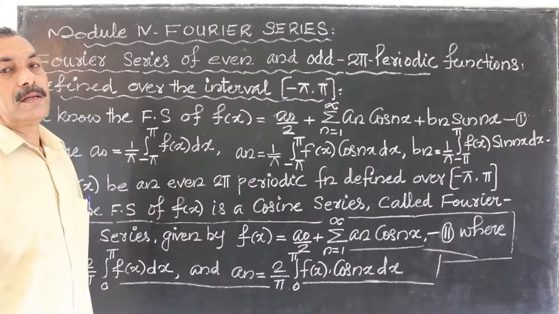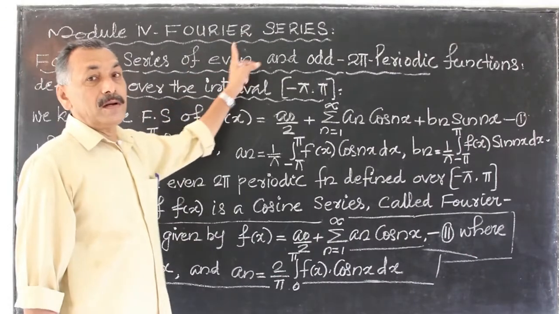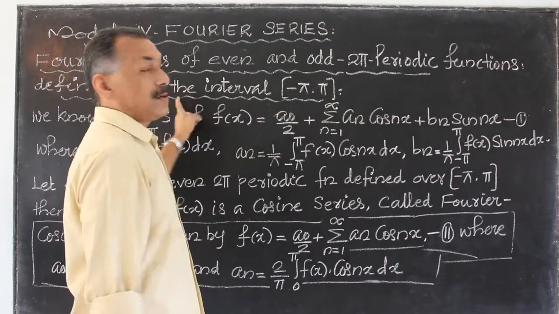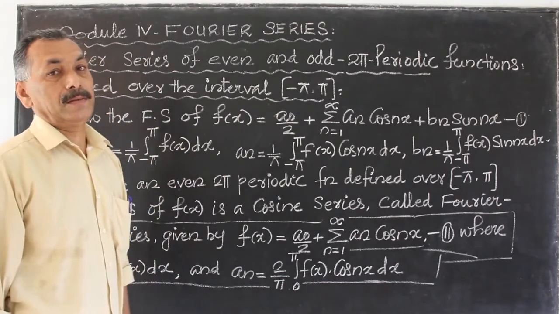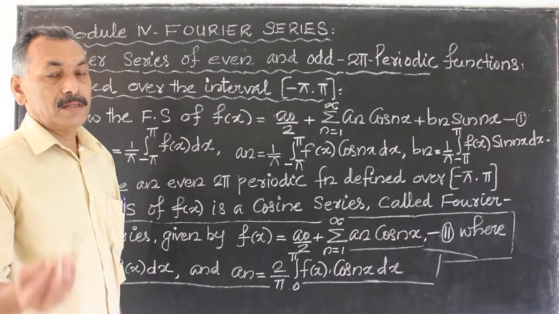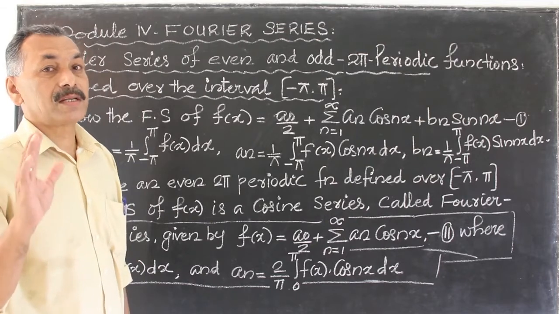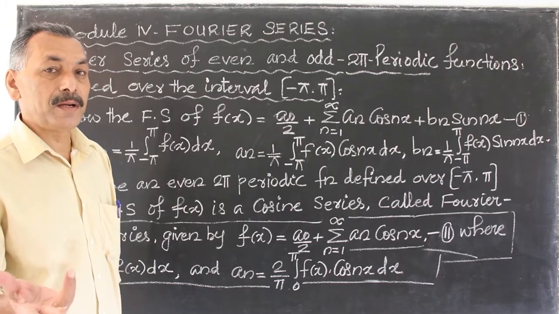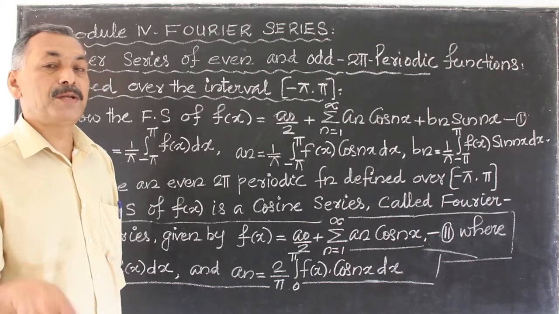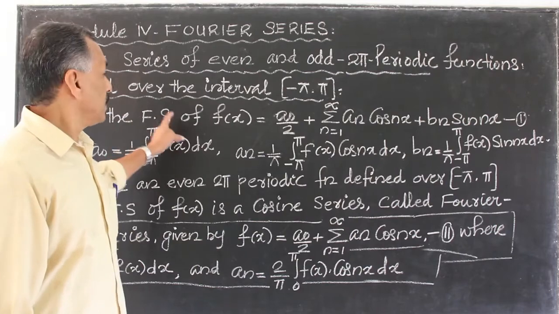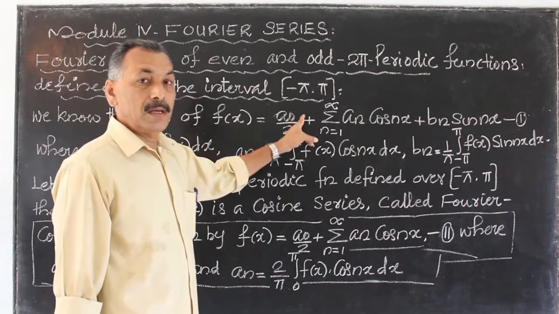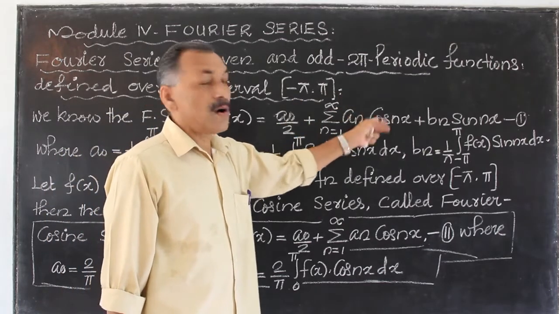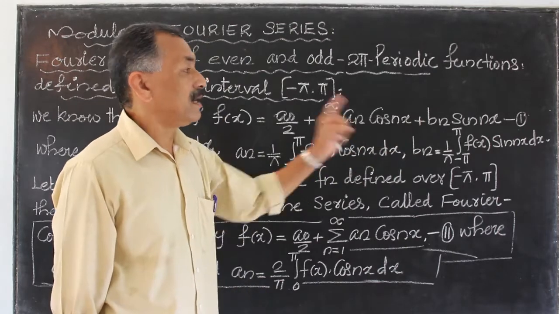Next we consider the Fourier series of even and odd 2 pi periodic functions defined over the interval minus pi to pi. We have already seen the Fourier series of a function f of x. If f of x is a periodic function with a period 2 pi defined in the interval minus pi to pi, then the Fourier series of f of x is equal to a0 by 2 plus sigma n equal to 1 to infinity an cos nx plus bn sin nx.